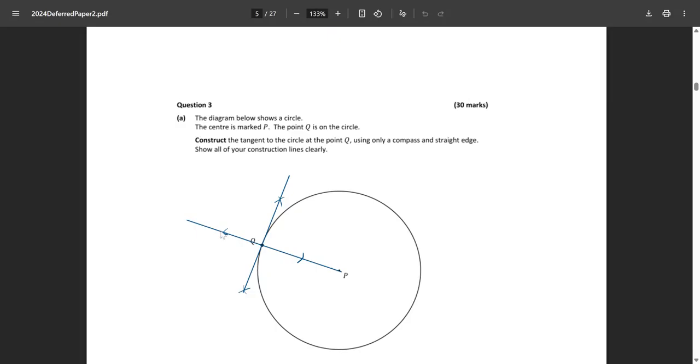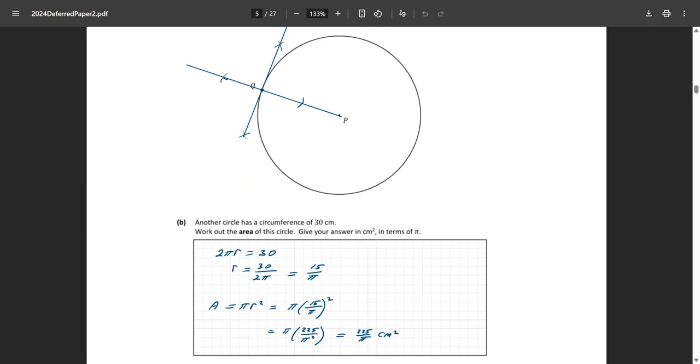And then you bisect this little line segment between the two arcs. Bisecting involves opening out your compass to more than half, drawing a little arc above and a little arc below, and doing the exact same thing on the other side, leaving the same radius. So you draw an arc up here, an arc up here, and you join those two intersection points. If you've done it correctly, it will go through Q and it will be perpendicular. Therefore, it's the tangent to the circle at Q.